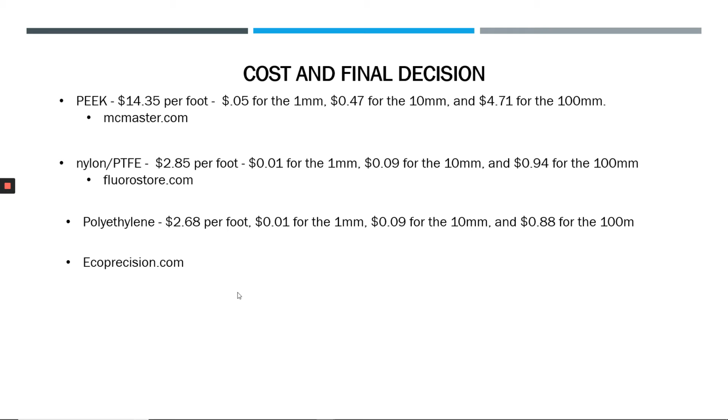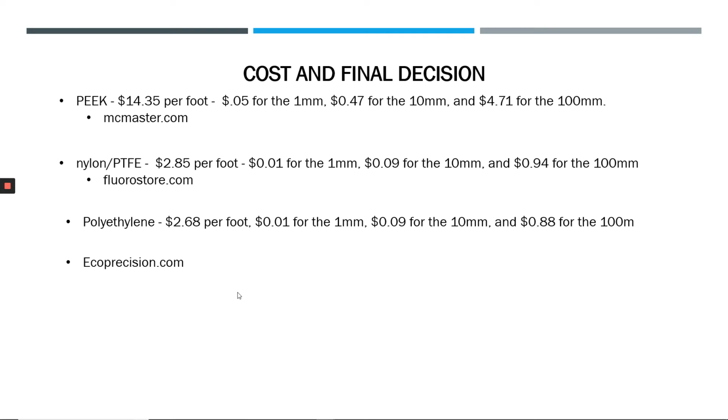And I found this at a different website called Fluorostore, which just has a bunch of these flexible plastic hoses. For the polyethylene, I found it also on the Fluorostore. I found it for $2.68 per foot, which is 1 cent for the 1 millimeter, 9 cents for the 10 millimeter, and 88 cents for the 100 millimeters. Because of these findings and these costs, also stating that the simulations didn't help determine which material was going to be best, simply just from cost, I can determine that polyethylene would be the best choice.